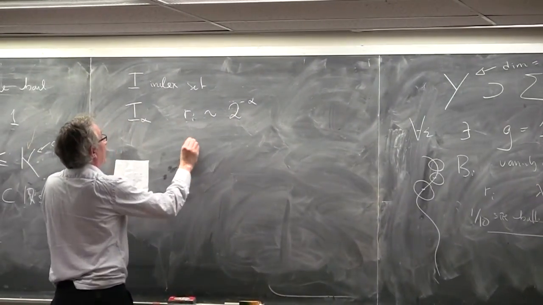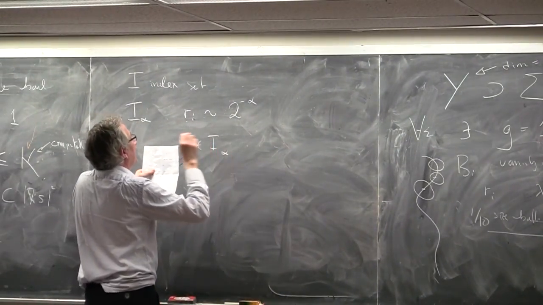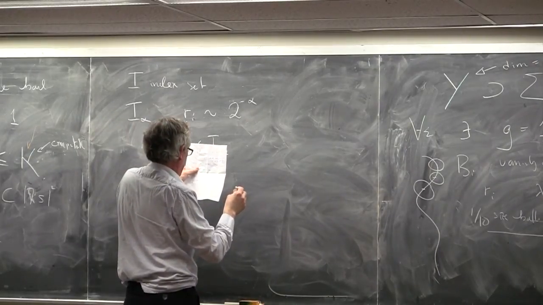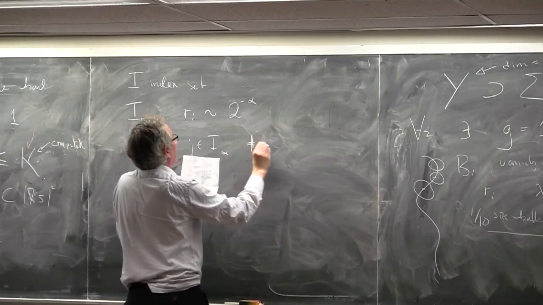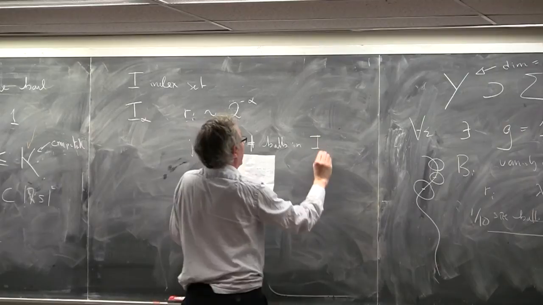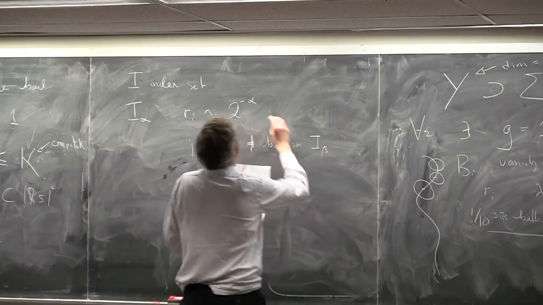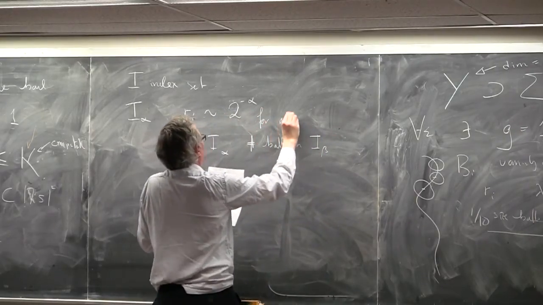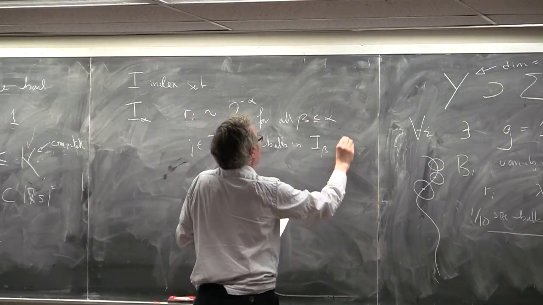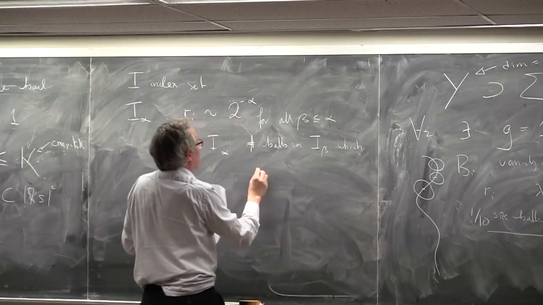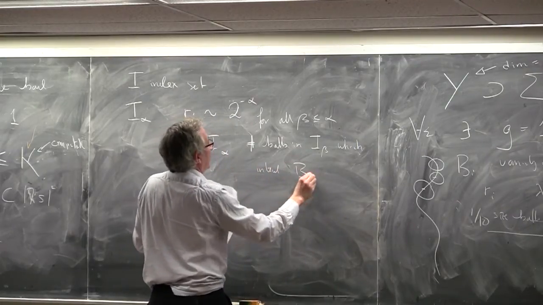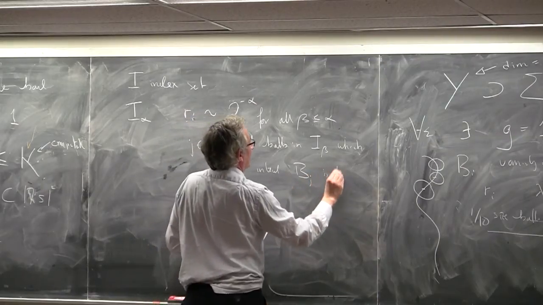So if j is in I_alpha, then for all beta less than or equal to alpha, the number of balls in I_beta which intersect some fixed B_j is bounded by some universal number.